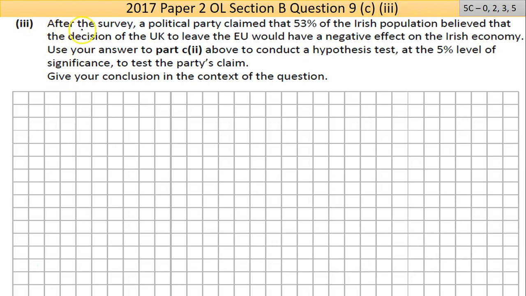Now part 3 here. After the survey, a political party claimed that 53% of the Irish population believed that the decision of the UK to leave the EU would have a negative effect on the Irish economy. Now, is that true or not? So this is: use your answer to part C2 above to conduct a hypothesis test at the 5% level of significance to test the party's claim. Give your conclusion in the context of the question.